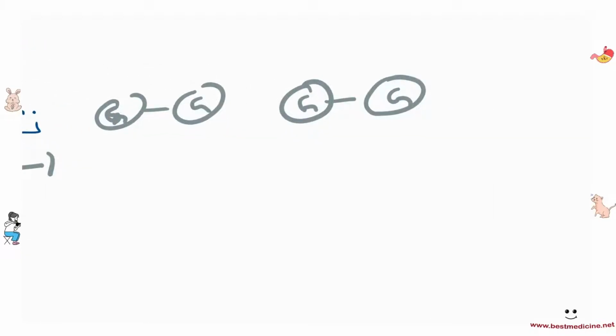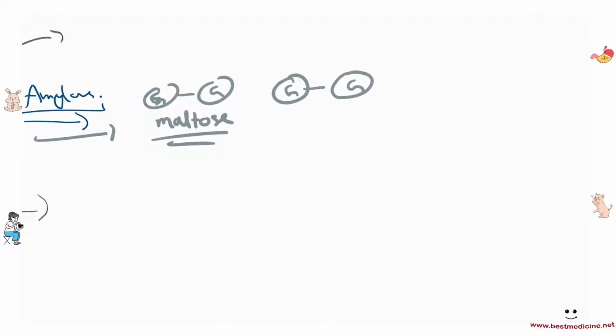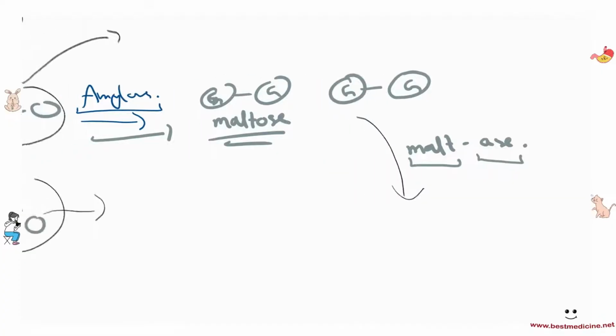And remember the name of the disaccharide that contains two glucose molecules in a structure? That's called maltose. Okay, maltose. Now, if you want to break down maltose into single sugars so that you can absorb them, that's another enzyme that you need. The other enzyme is called maltase. Maltase. So that's very easy to remember, right? Maltose is broken down by maltase.